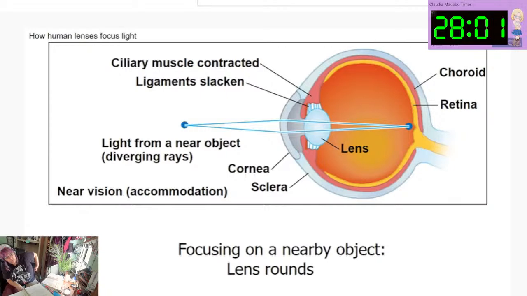So the ciliary muscles contract, and what I mean by this is that they move closer to one another. When the 2 pink ciliary muscles that we see here move closer together, that puts slack in the ligaments. The ligaments become looser, they slacken, there's no tension on them. As a result, there's no tension on the lens, so it rounds, it becomes more round. So when we need to focus on something nearby, our lens rounds to focus the image on our retina.